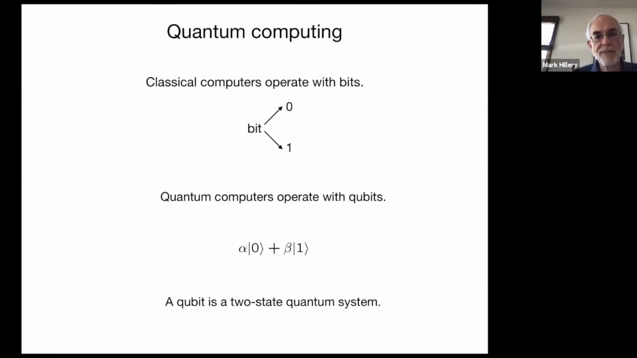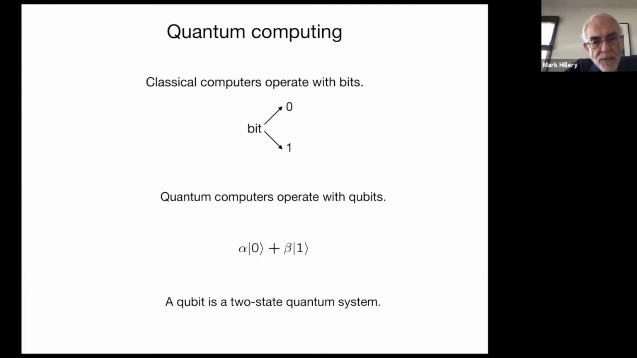Okay, so quantum computing. First of all, the main point is that classical computing operates with bits. A bit can be either a 0 or a 1. And what makes quantum computing different is that it operates with these things called qubits, which are two-state quantum systems. They can be polarization states of a photon. They can be spin states of an electron. They can be energy levels of an atom. There are many different possibilities.